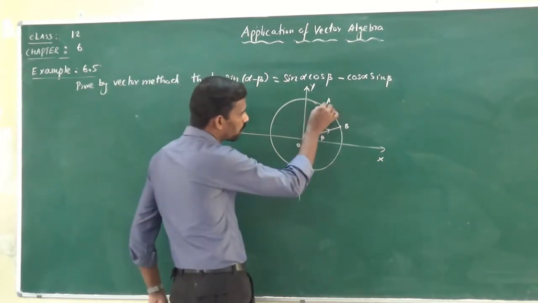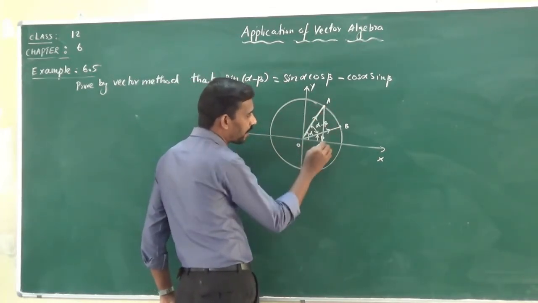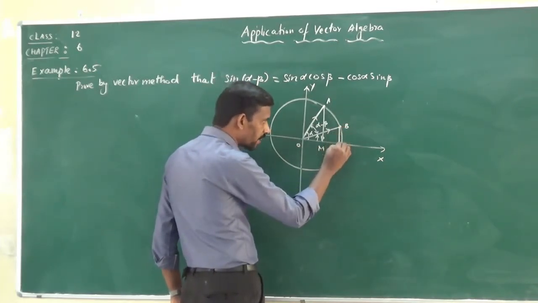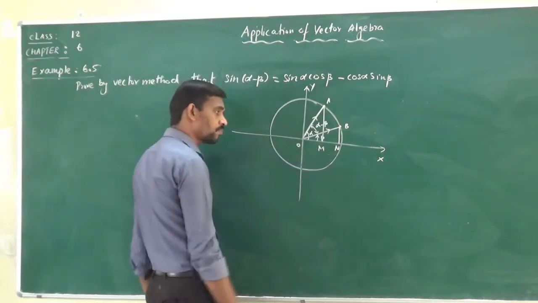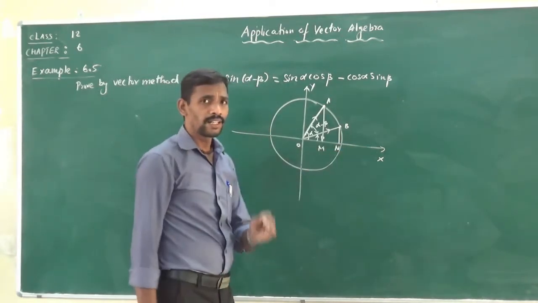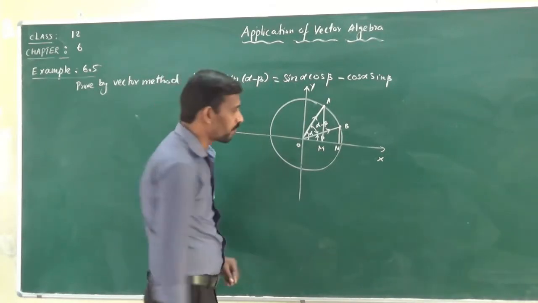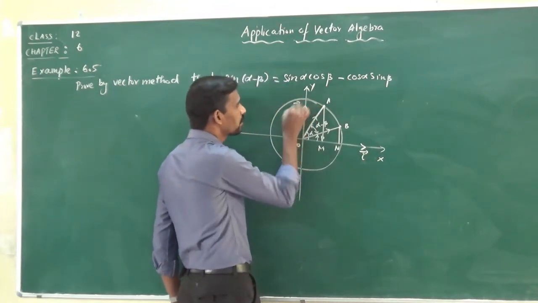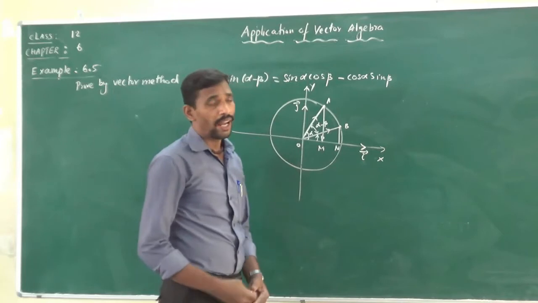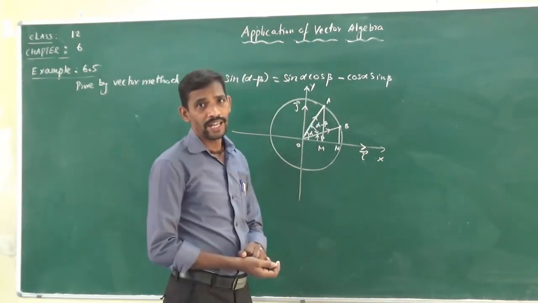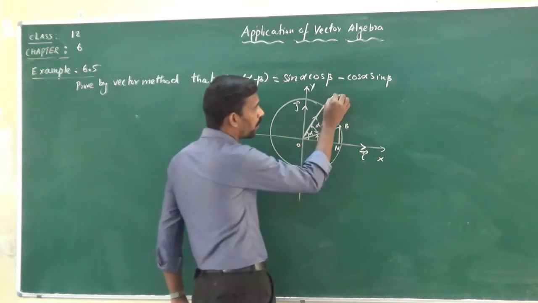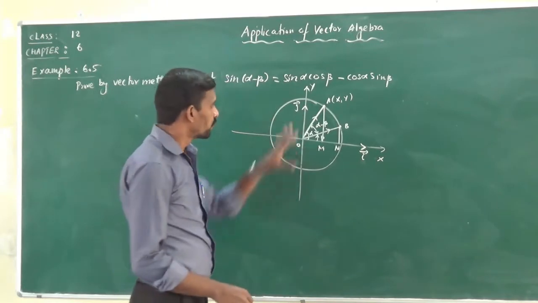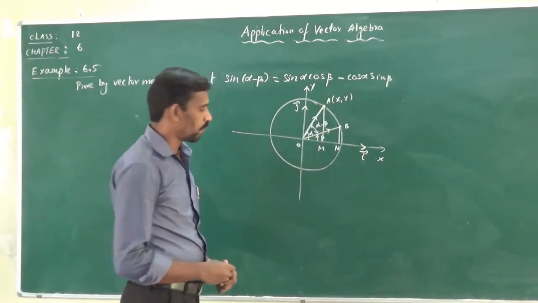So, I want to draw a perpendicular line AM to the x-axis, and BN perpendicular to the x-axis. Now consider i vector and j vector are the unit vectors acting along the x-axis and y-axis respectively. Now I want to find the coordinates of A. What are the coordinates of A? Generally we can write x comma y, but now we want to find the values of x and y.